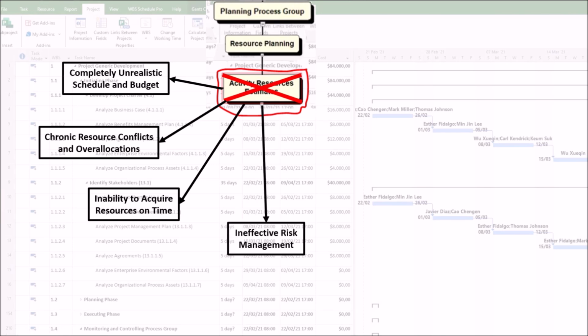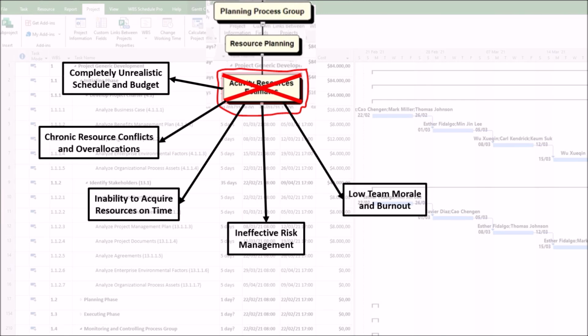4. Ineffective risk management. If you're not aware of key resource-related risks, you could face the following consequences. First, single points of failure. You fail to recognize that the entire project relies on a single person with unique expertise. Second, skills gaps. You discover mid-project that your team lacks a critical skill, forcing costly and time-consuming last-minute hiring or training. Third, supply chain risks. You're unaware of shortages or volatility of essential materials.